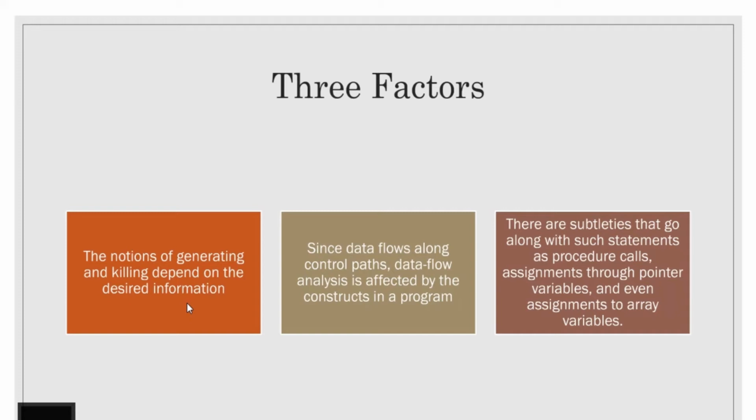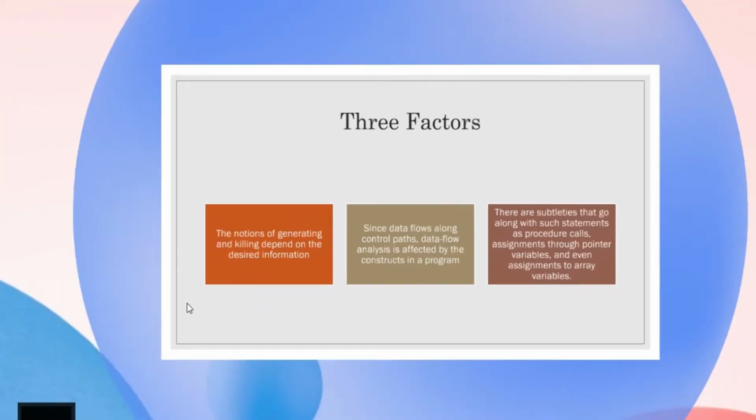See, here in the previous example, we have defined in terms of what? We have defined in terms of out of S. So instead of defining like this, we can also proceed backwards and define in terms of in of S. So that depends on what? It depends on the desired information that we are processing.